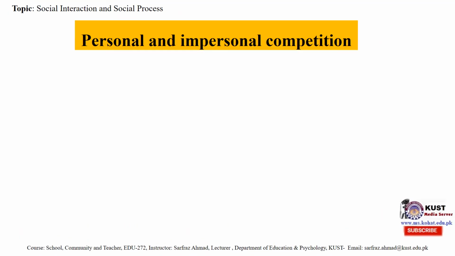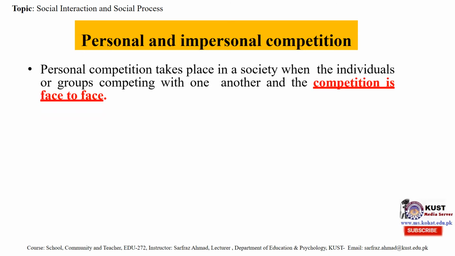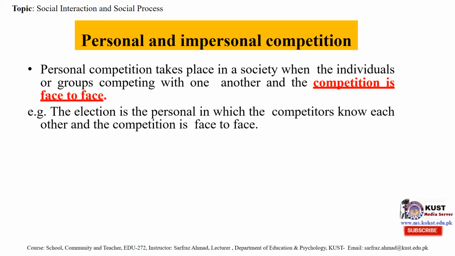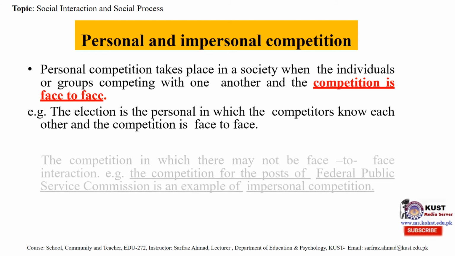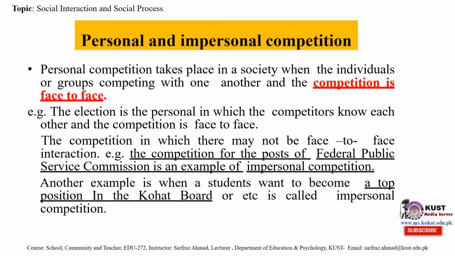First of all, what is meant by personal and impersonal competition? Personal competition takes place in a society when the individuals or groups compete with one another face to face. For example, an election is personal, in which the competitors know each other and the competition is face to face. Impersonal competition is one in which there may not be face-to-face interaction. For example, competition for a post in the Federal Public Service Commission is impersonal. Another example is when a student wants to get a top position in the board.